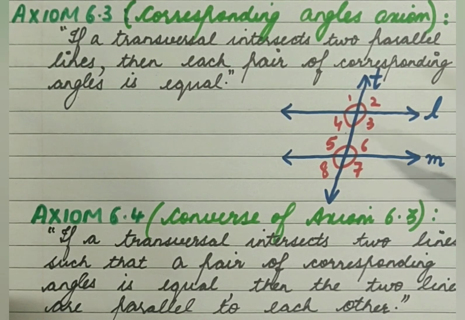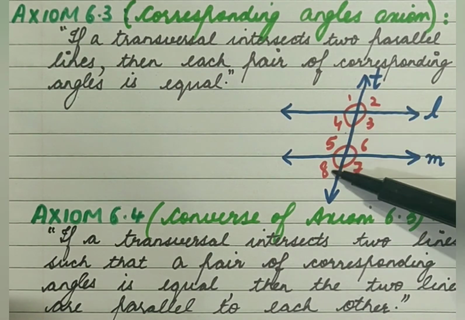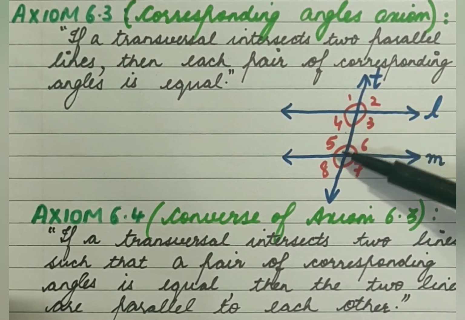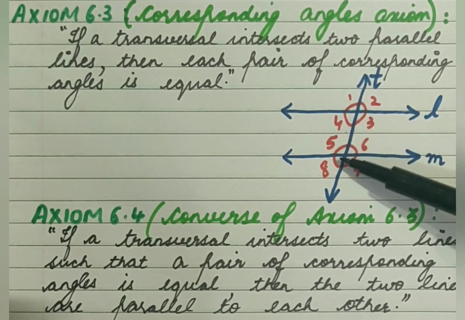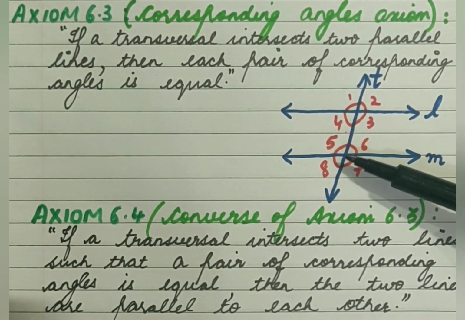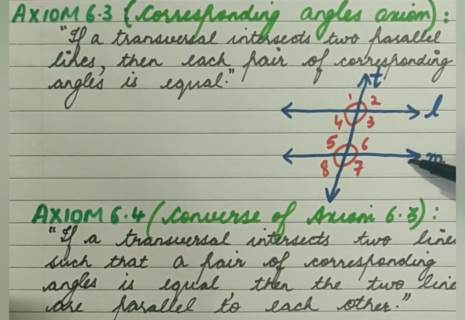Or let's consider some other pair. Let's consider 4 and 8. 4 and 8 are also corresponding angles. If this pair of corresponding angles is equal, then what will happen? L will be parallel to M.